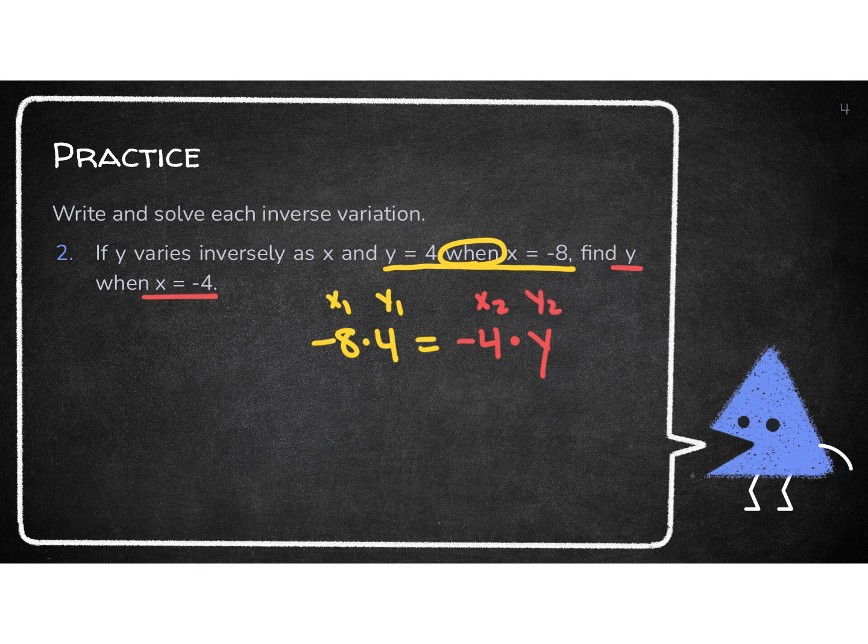Do your multiplication. Negative 8 times 4 gives me negative 32. And that's equal to negative 4 times y gives me negative 4y. To solve that, divide both sides by negative 4. And I get 8 equals y.